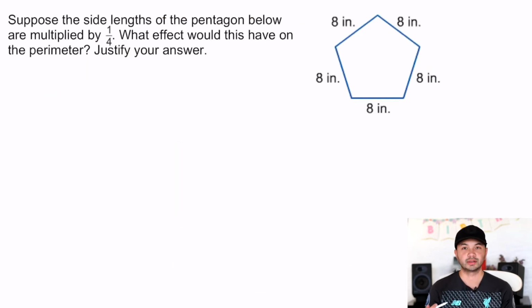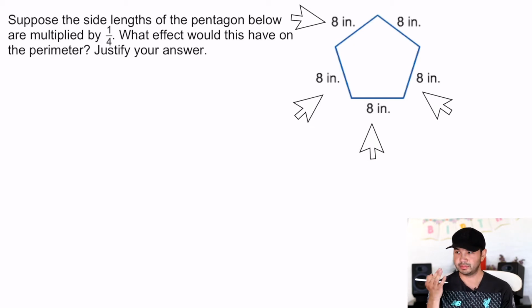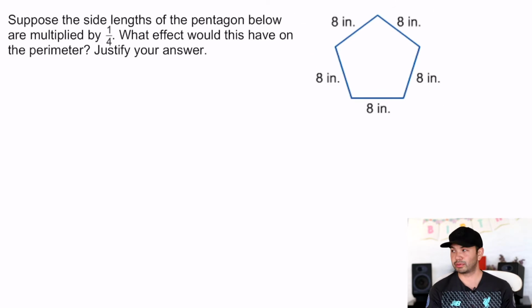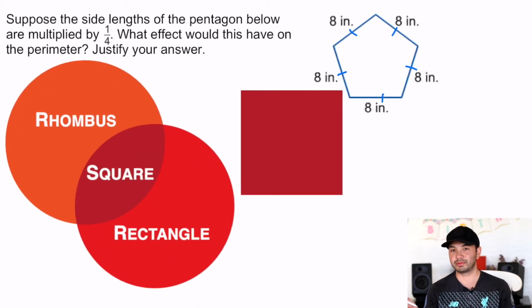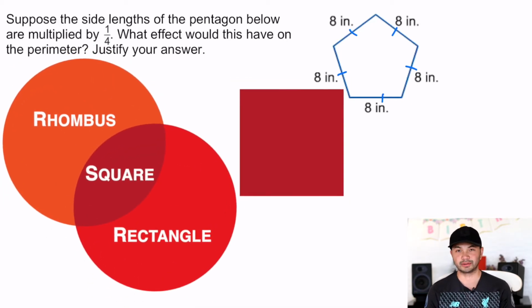Another example: suppose the sides of a pentagon that's 8 by 8 by 8 by 8 by 8 are multiplied by 1/4. What effect would this have on the perimeter? You probably already have an idea, but let's make sure. This is a regular pentagon, so a little bit of new vocabulary there. Regular means all the sides are equal. Kind of like a square is a regular rectangle, or a regular quadrilateral.